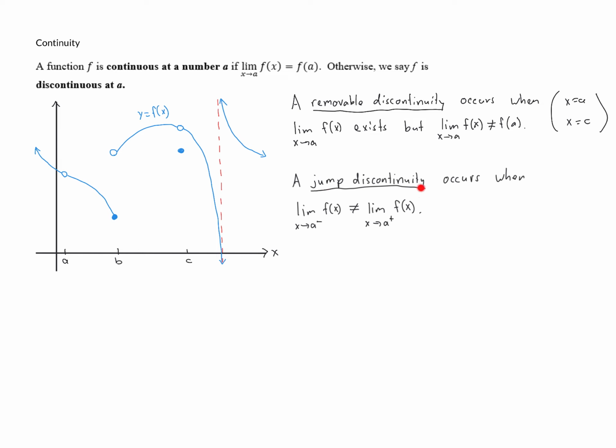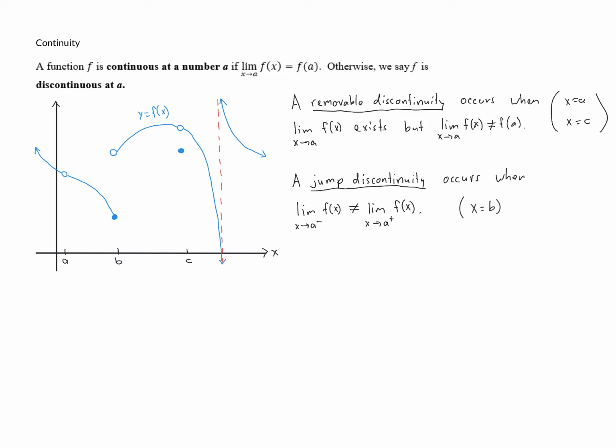A jump discontinuity occurs when the limit as x approaches a from the left of f of x is not equal to the limit as x approaches a from the right of f of x. Basically, the left and right-handed limit exist, but they are different numbers, and so the function is continuous up until that point, and then it jumps either upward or could be downward to another value and then continues on from there. And in this problem, we have a jump discontinuity at x equals b.